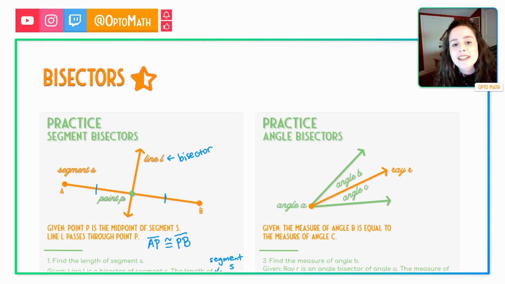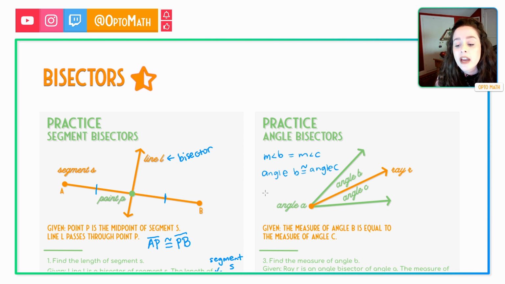Now let's do some practice with angle bisectors. We have an image, and we're given the information that the measure of angle B is equal to the measure of angle C. So let's write that out. The measure of angle B equals the measure of angle C. Now, if we know this, we also know this. Angle B is congruent to angle C.